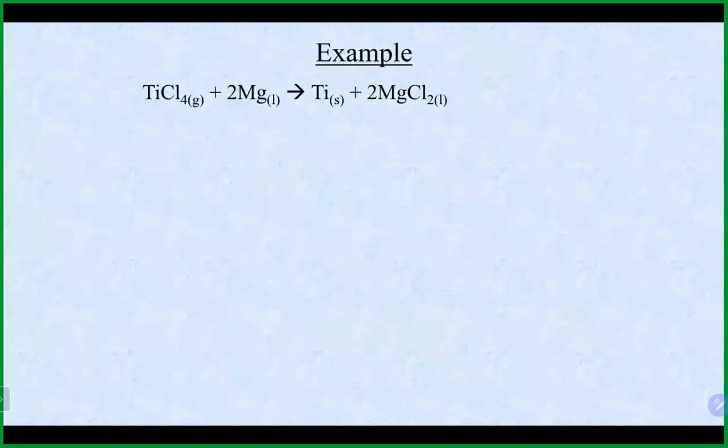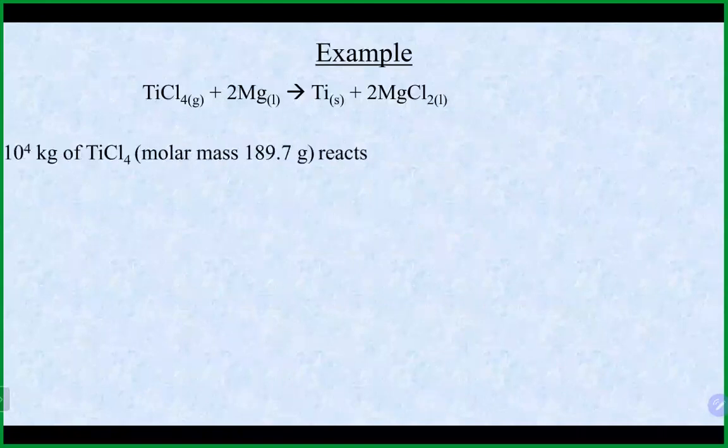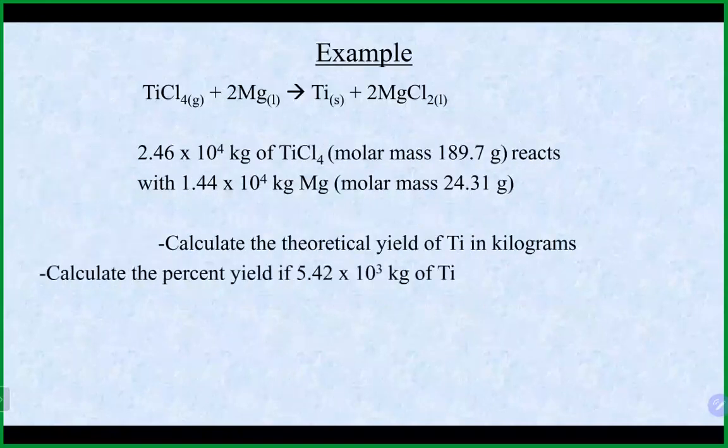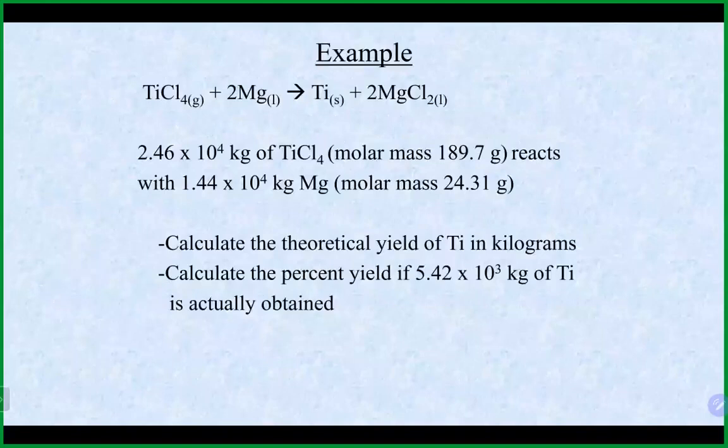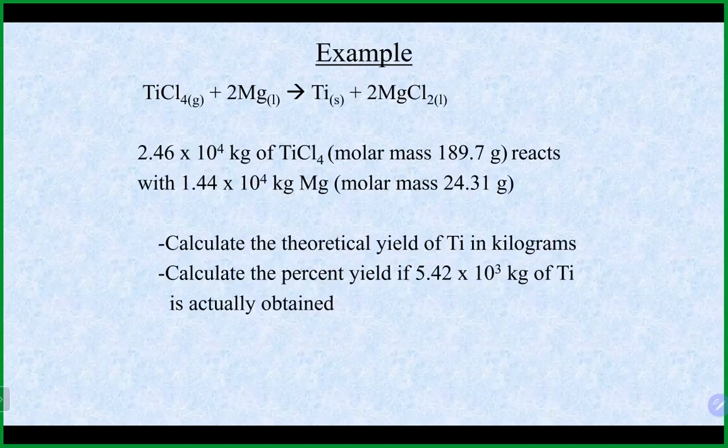Now, how do we get the theoretical yield or actual yield? Again, the actual is typically given to you in the problem. Theoretical, you typically need to calculate. So why don't you give it a go here in this reaction? We take 2.46 times 10 to the 4 kilograms of Ti.